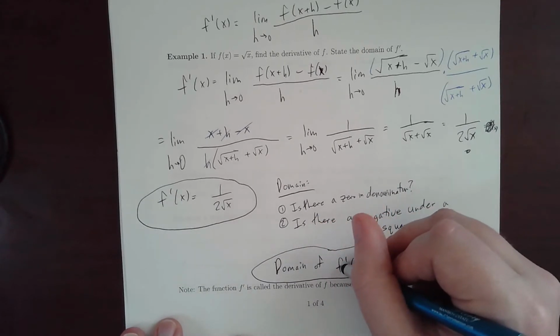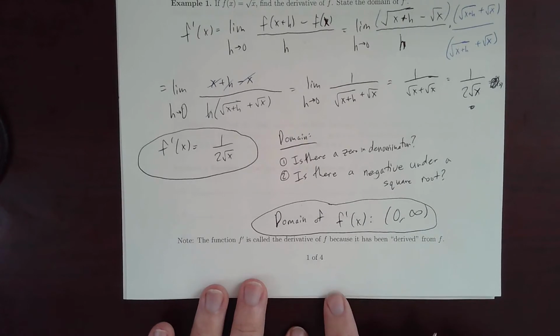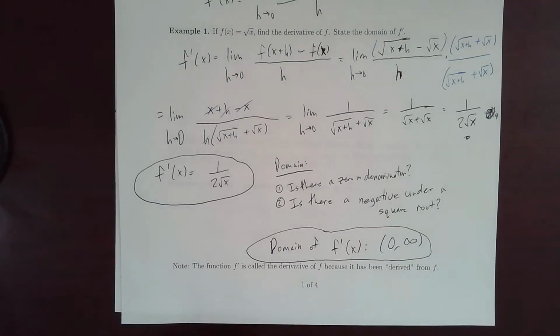And part of the reason we call this a derivative of a function f is because it has been derived from that function. It's just a little bit of a sense of why we choose our definitions the way we do.